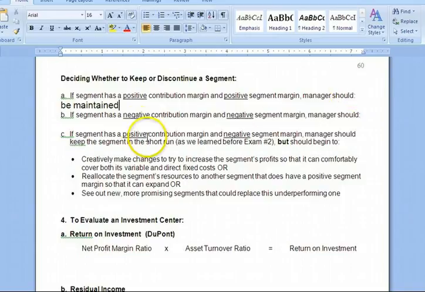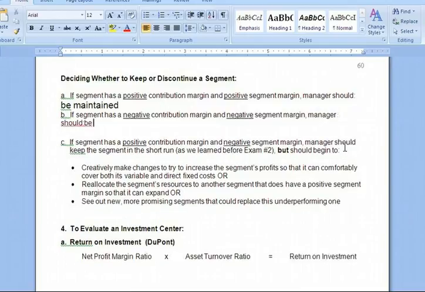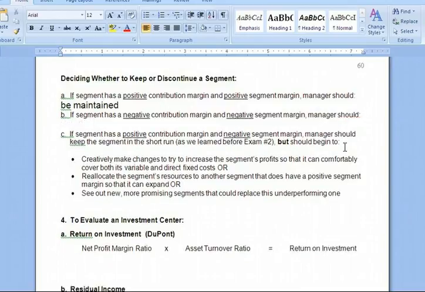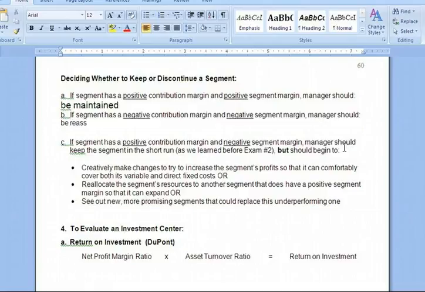If the segment has a negative contribution margin and a negative segment margin, then the manager should be reassigned or moved somewhere else in the business where they might be more productive. You cannot have a situation where you have a negative contribution margin and a positive segment margin. Segment margin is always going to be smaller than the contribution margin. So that is an impossibility.